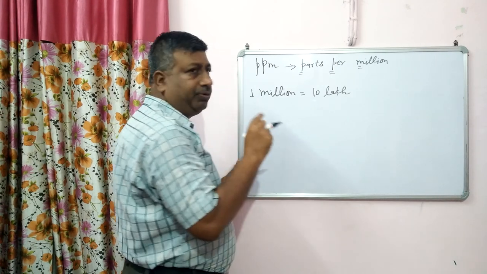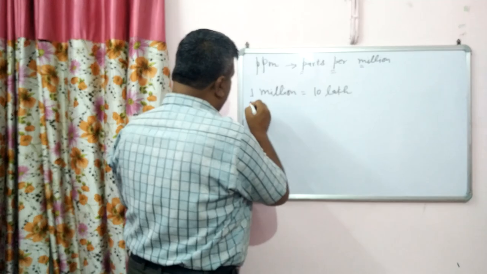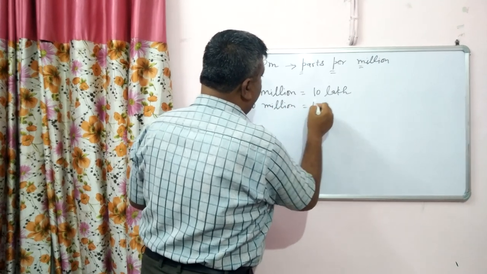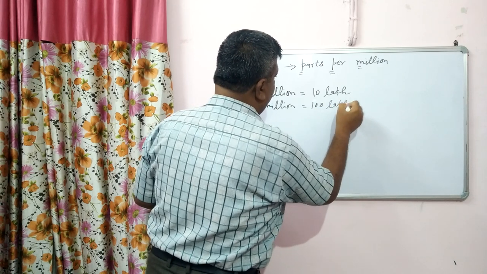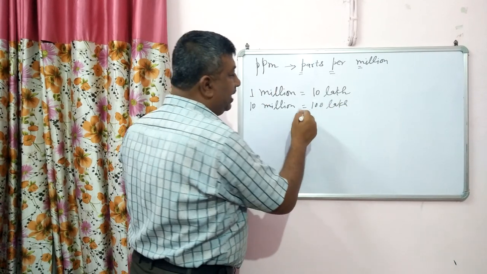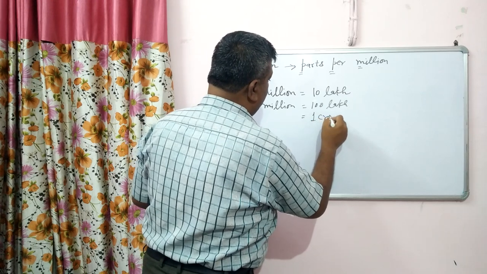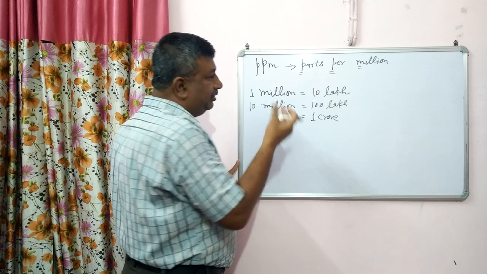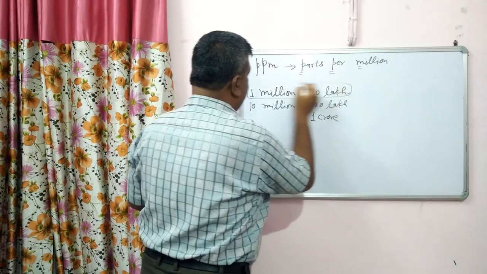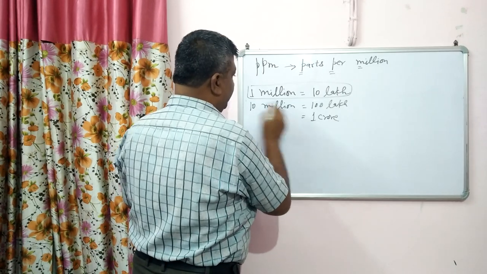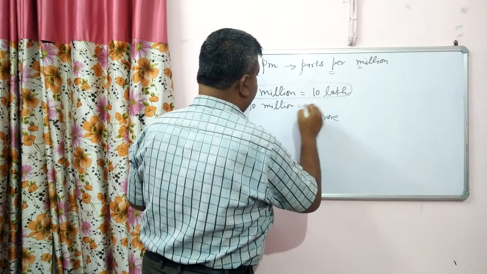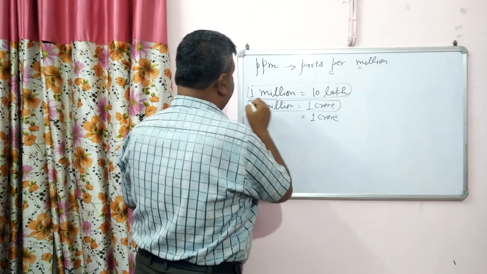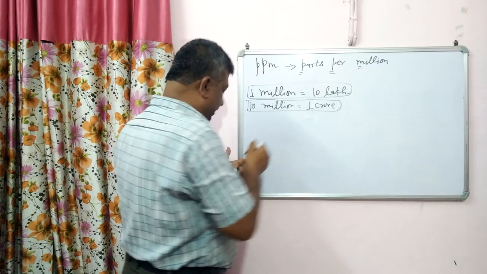So 1 million is equal to 10 lakh, or we can say 10 million is equal to 100 lakh, since we multiplied by 10 on both sides. And 100 lakh is equal to 1 crore. So in 1 crore there are 10 million. Or 1 million is equal to 10 lakh. So 10 million is equal to 1 crore. This is the relationship.